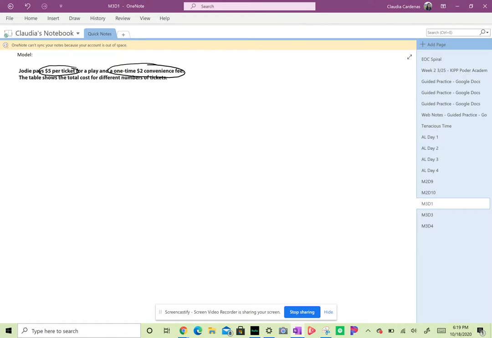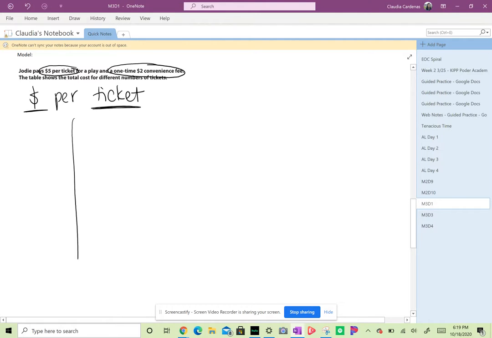What are we discussing? Well, we're talking about the cost per ticket, right? We're talking about money and then we're talking about tickets specifically to a play. And so because we're comparing two things, right, money and tickets, we know tables make things very nice and neat to then break up so that we have everything organized into the number of tickets and the money.